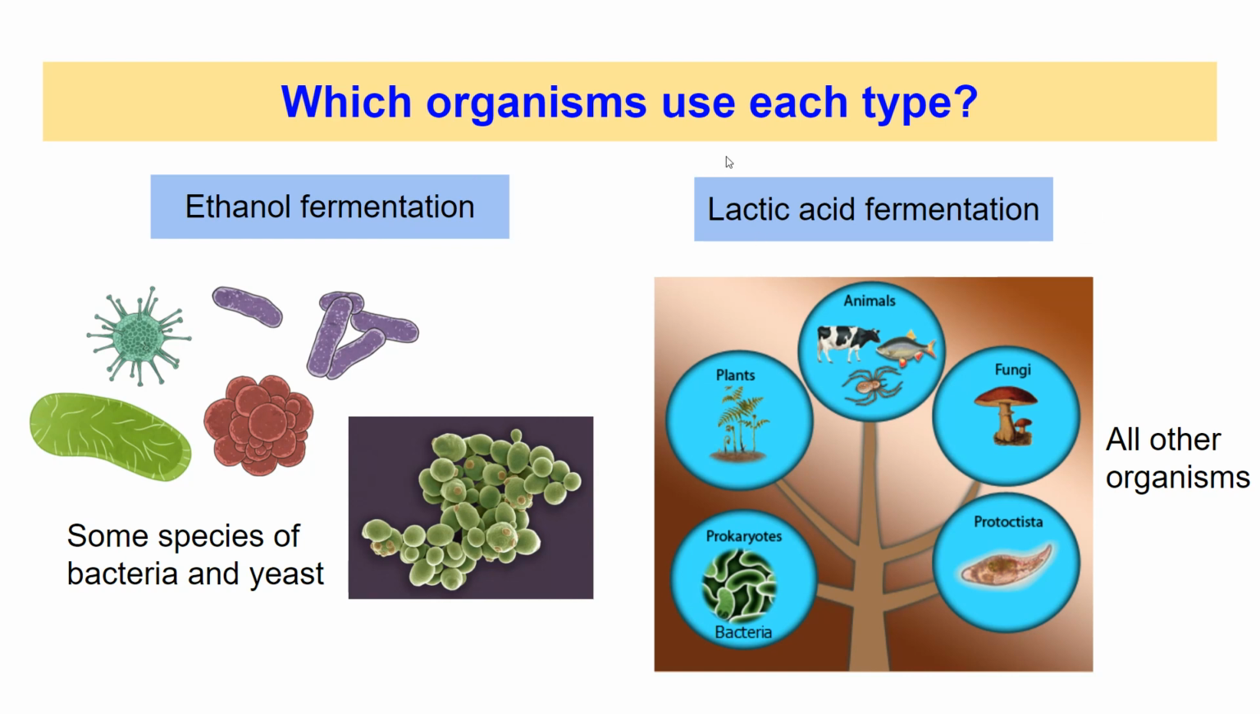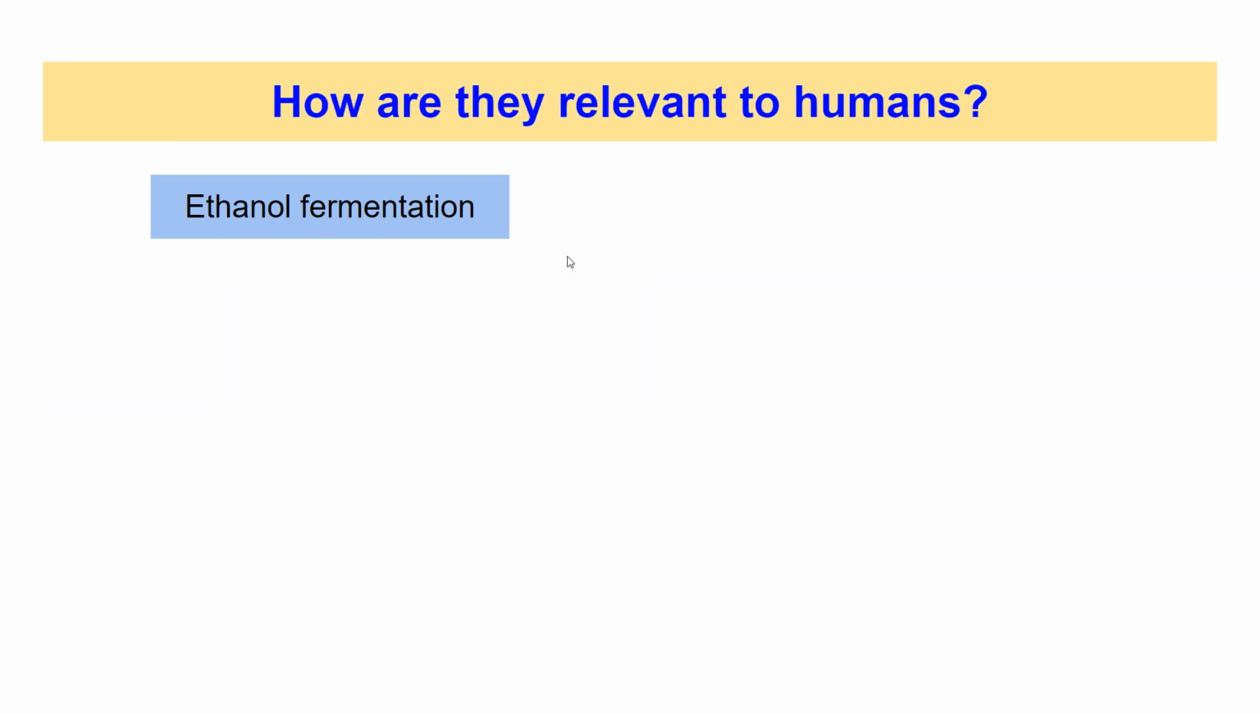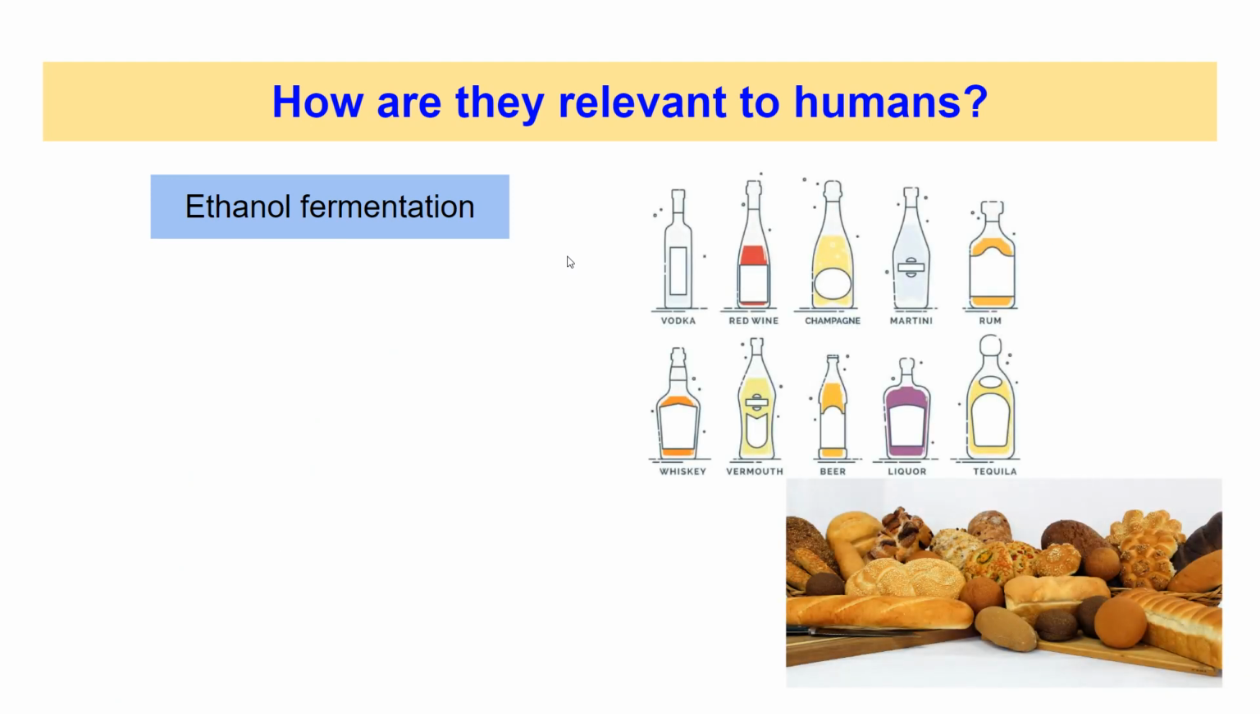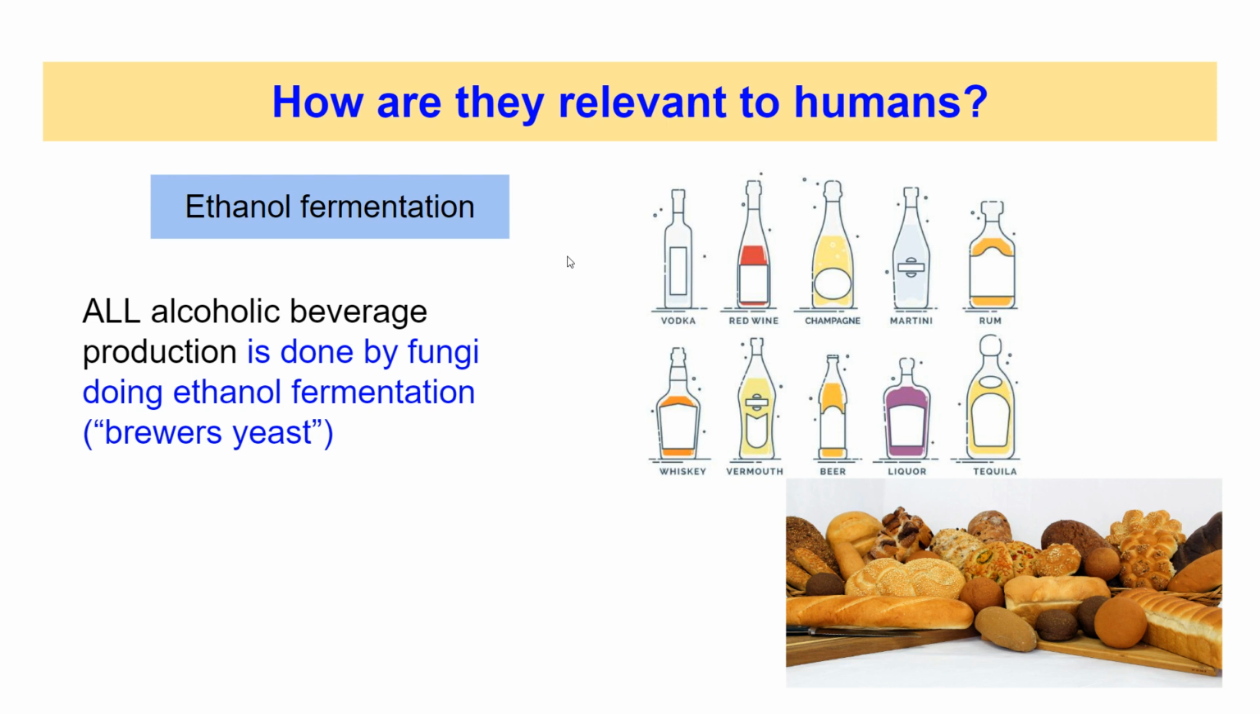So we do lactic acid fermentation. Most things do lactic acid fermentation, but yeast and some bacteria will undergo alcohol fermentation instead. All right. Real quick, I want to go over a couple things about ethanol fermentation in particular. Ethanol fermentation is used to produce alcoholic beverages.